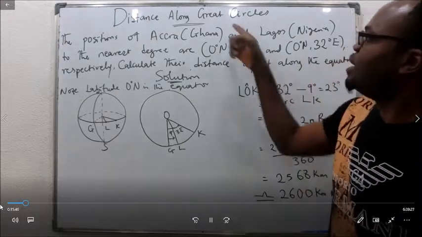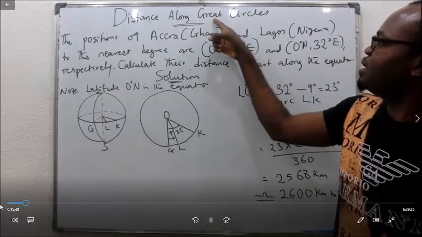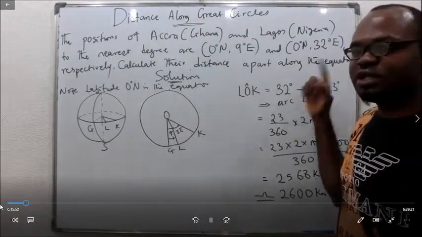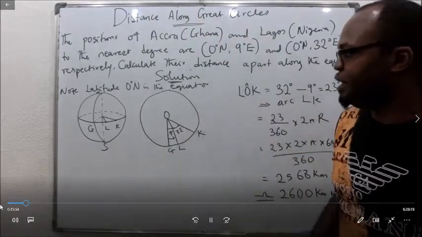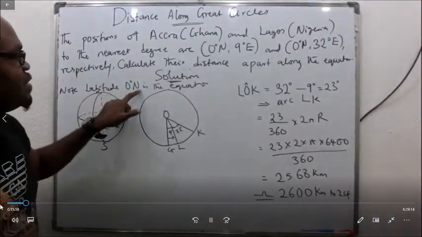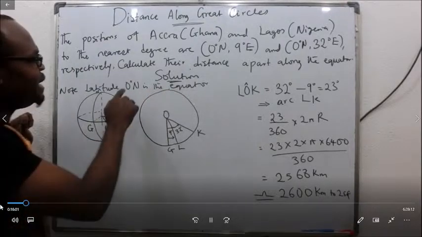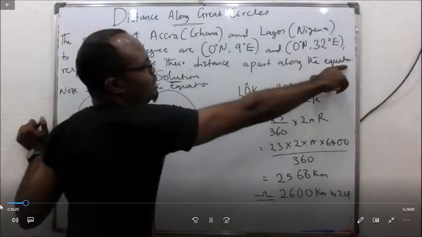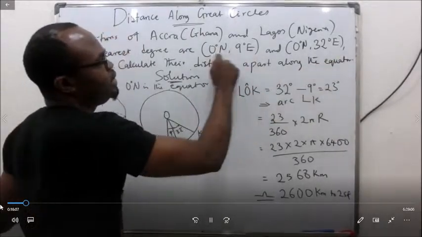Very, very important. Whenever you're calculating distances along a great circle, it has to be either along the equator or along the meridians. So, note, latitude 0 degree north is the equator. Whenever you get latitude 0, it's always the equator. And that is what was given here, and is also given here.